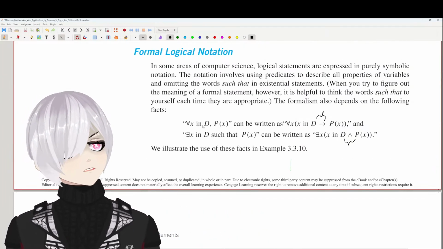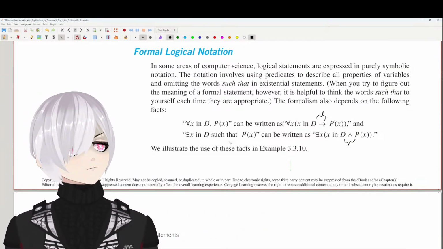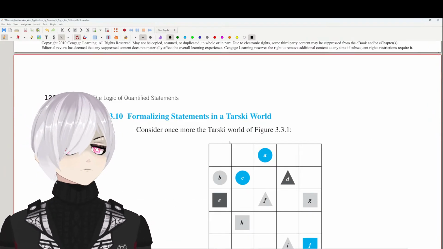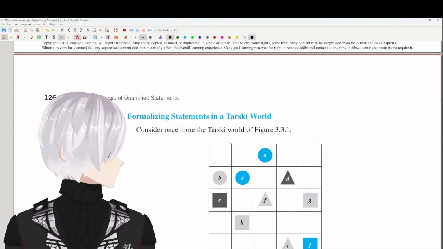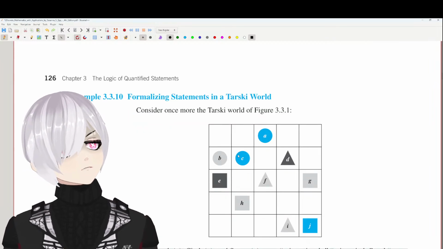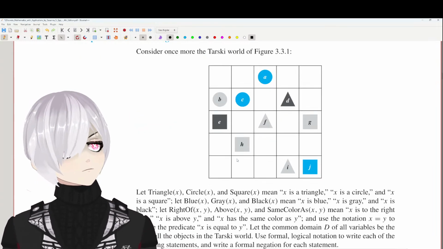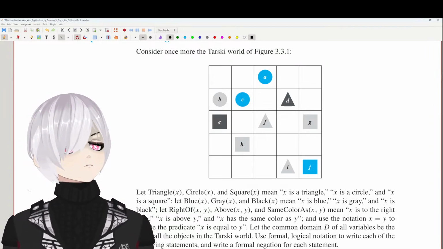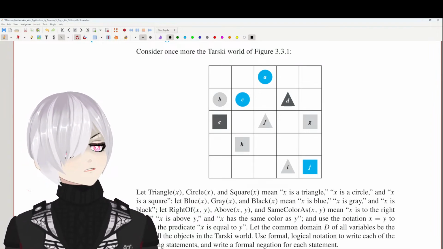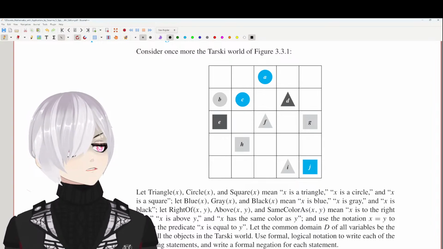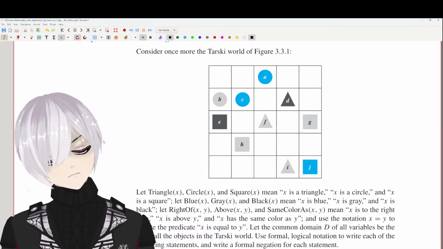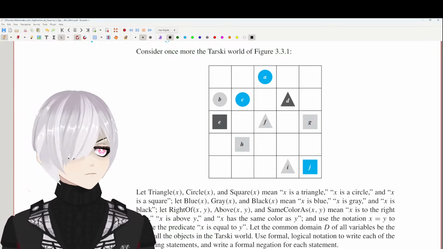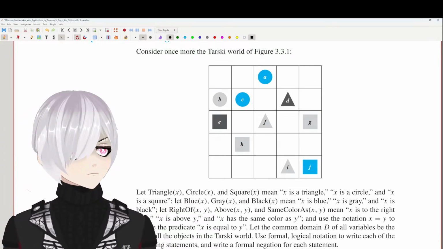We illustrate the use of these facts in example 3.3.1. Consider once more the Tarski world of figure 3.3.1. Let Triangle(x), Circle(x), and Square(x) mean x is a triangle, x is a circle, and x is a square. Let Blue(x), Gray(x), and Black(x) mean x is blue, x is gray, and x is black.